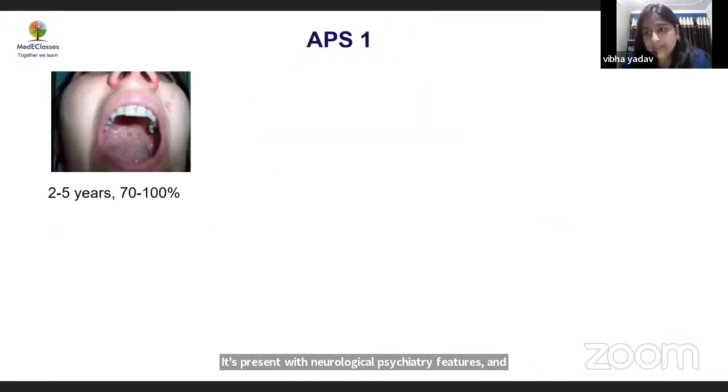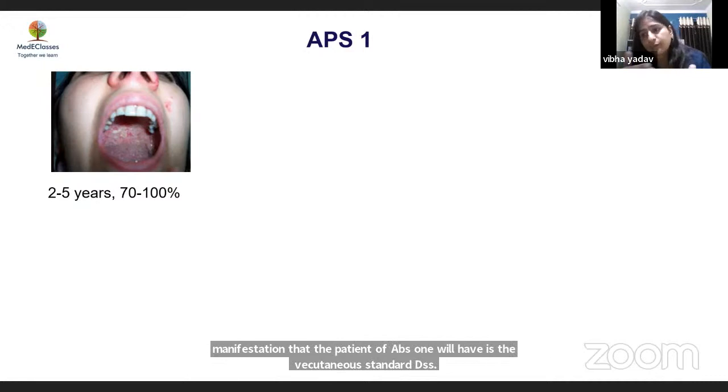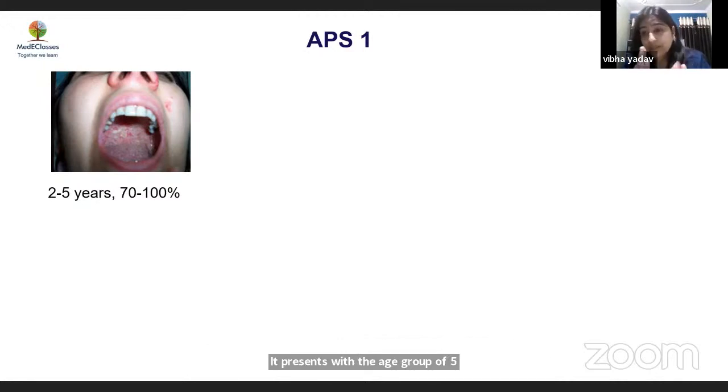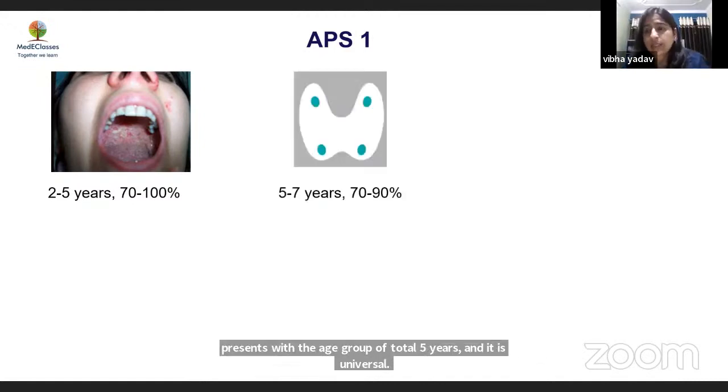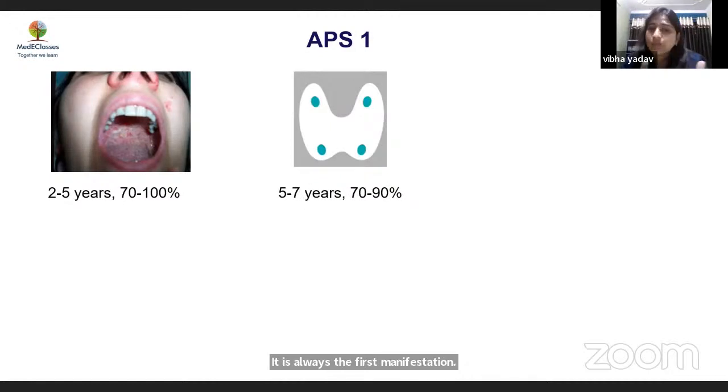Now coming to APS1, the first clinical manifestation that a patient of APS1 will have is mucocutaneous candidiasis. It presents in the age group of 2 to 5 years, and it is universal. It is always the first manifestation. Preceded by the mucocutaneous manifestation, they'll have hypoparathyroidism, which occurs in the age group of 5 to 7 years, and hypoparathyroidism is the first endocrine manifestation of APS1.